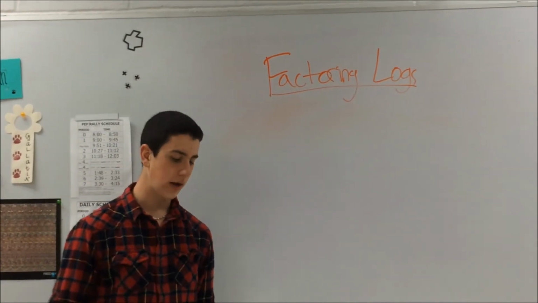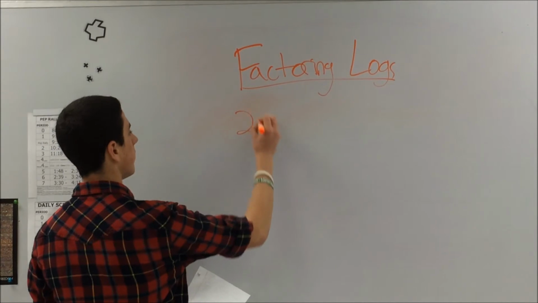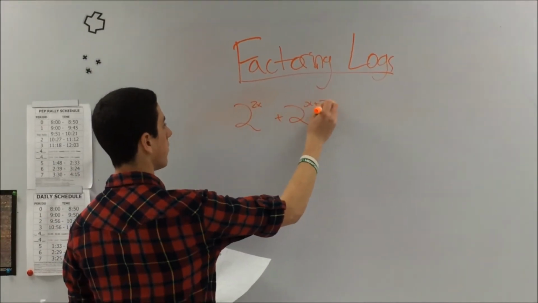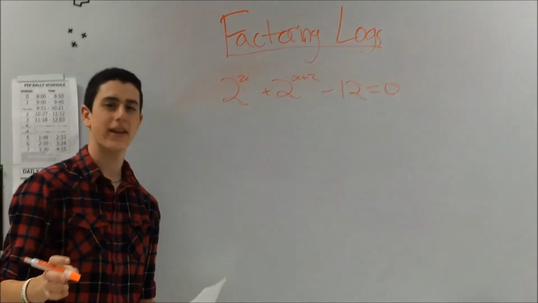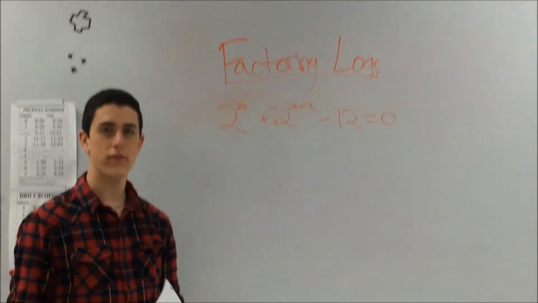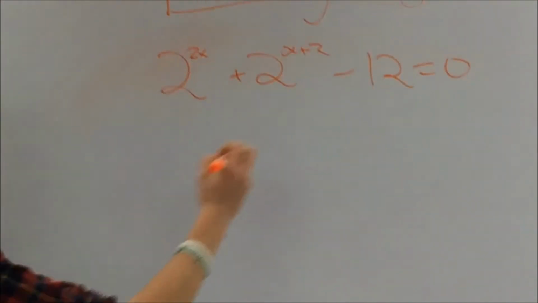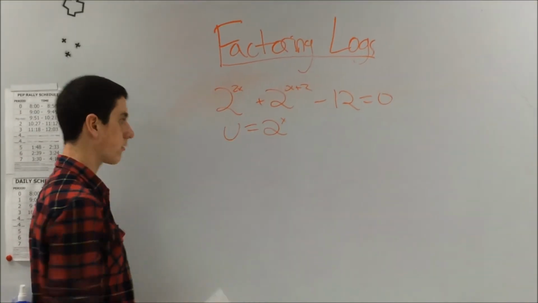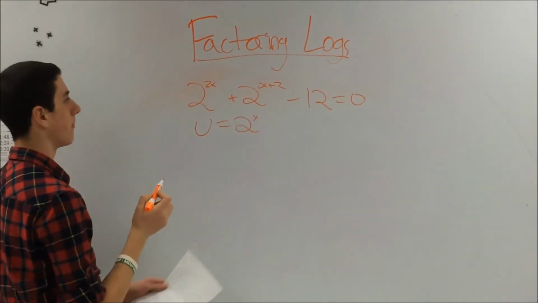We're going to do our last method of solving exponential equations, which is by factoring. So, the problem is going to be 2 to the 2x plus 2 to the x plus 2 minus 12 equals 0. Now it looks pretty complicated at first, but we're going to use u substitution to make this problem a lot easier. So we're going to say that u equals 2 to the x. So now we're going to substitute u in for all instances of 2 to the x in the problem.